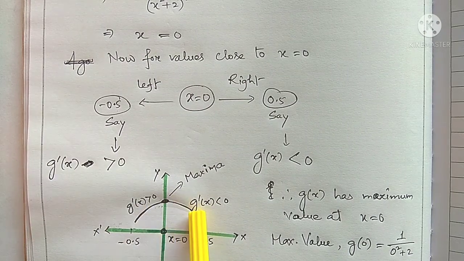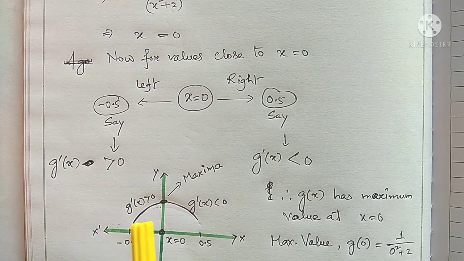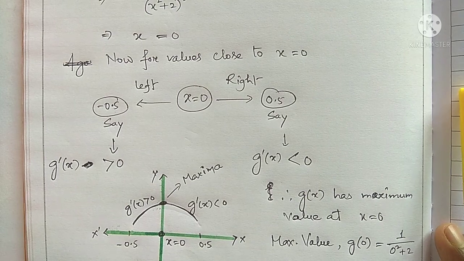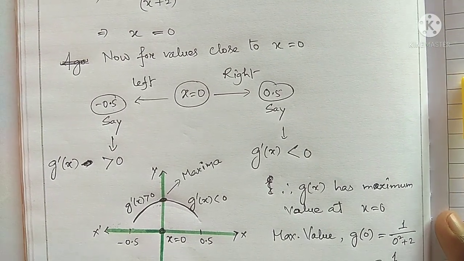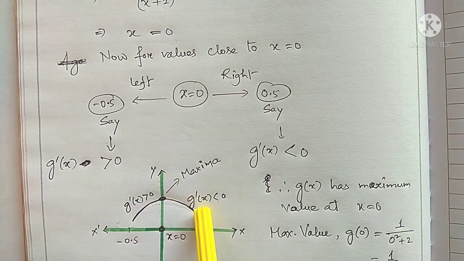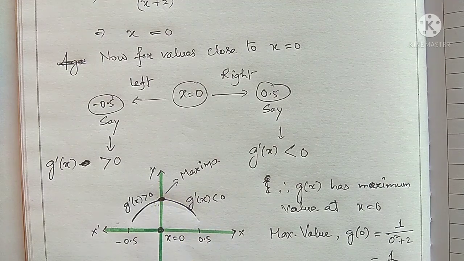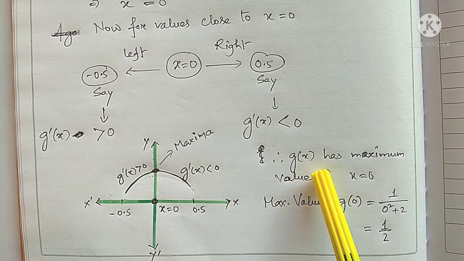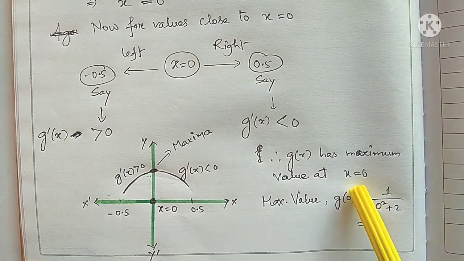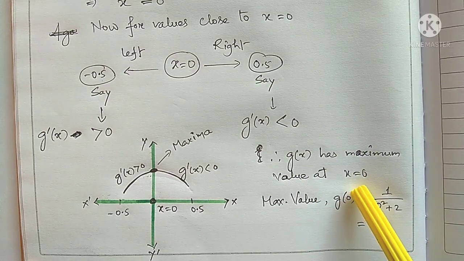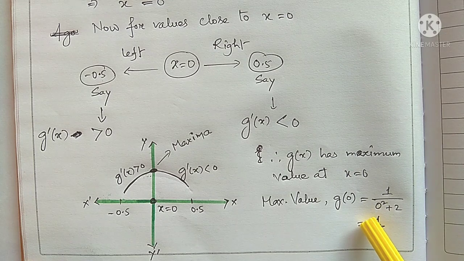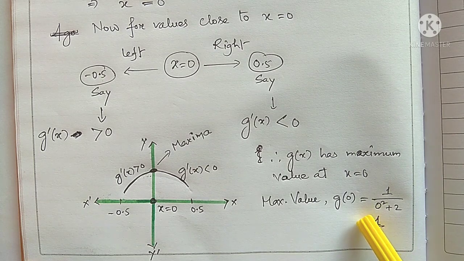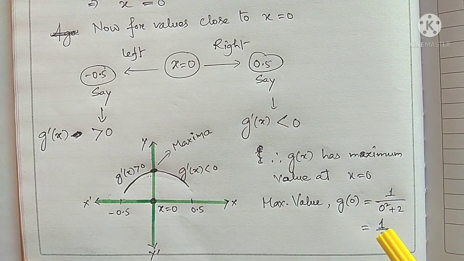This is the condition of maxima. All of you know this, we solve this in local maxima and local minima. First increase then decrease means it is the condition of maxima, isn't it? So we write: therefore g(x) has a maximum value at x equal to 0, and for the maximum value we put this into the given function. The given function is 1 by x square plus 2, so in place of x if we put 0, ultimately the answer we get is 1 by 2.